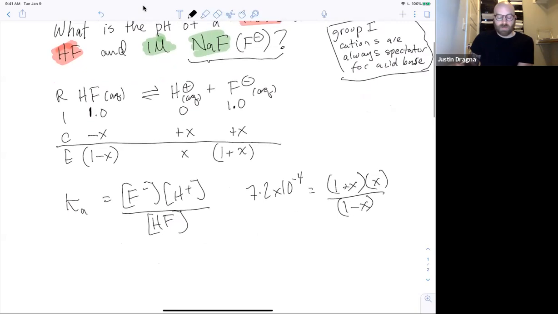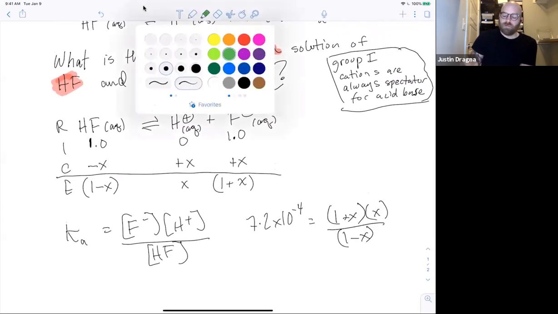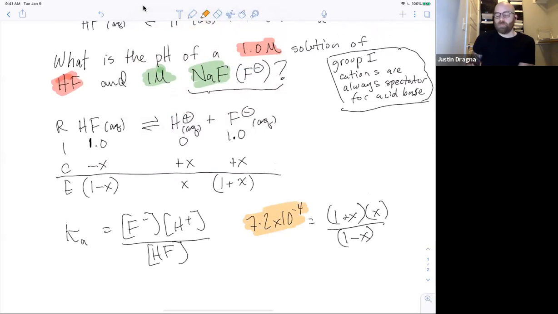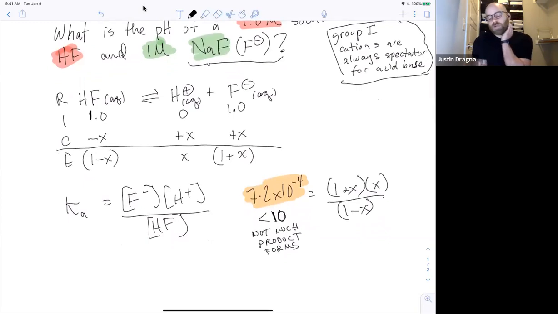And then I want to solve this thing. This equilibrium constant here is very small. Small is less than 1. Really, we'll say less than 10 is pretty small. If that equilibrium constant is less than 10, what this means is not much product forms. We know this from our equilibrium chapter that for K less than 1, it's reactant favored, and for K greater than 1, it's product favored. But I'm making a point here that at less than 10, you're getting very little product that forms at all.